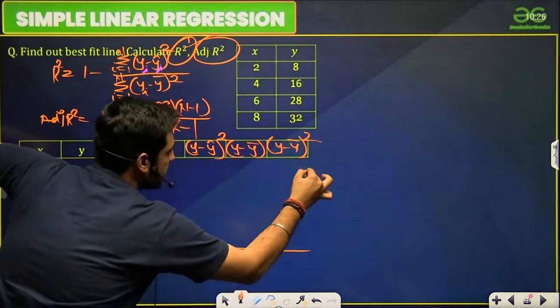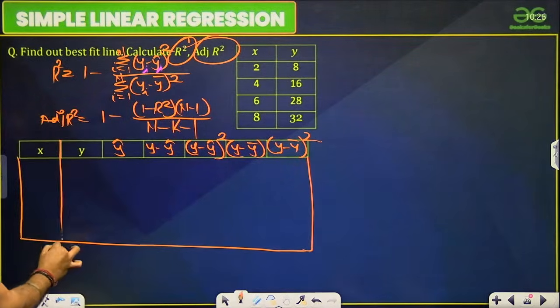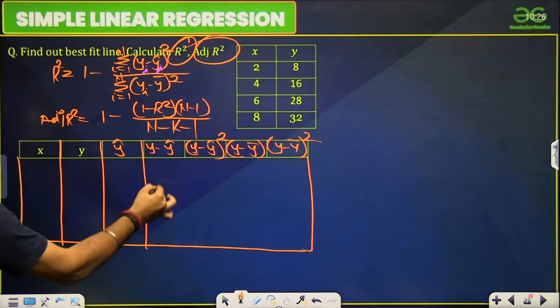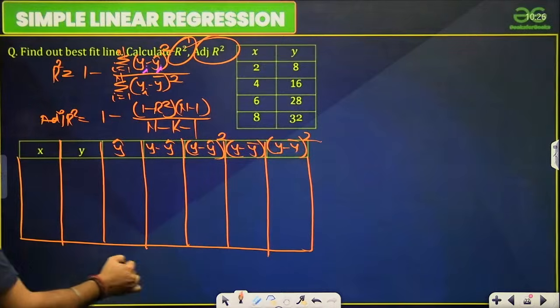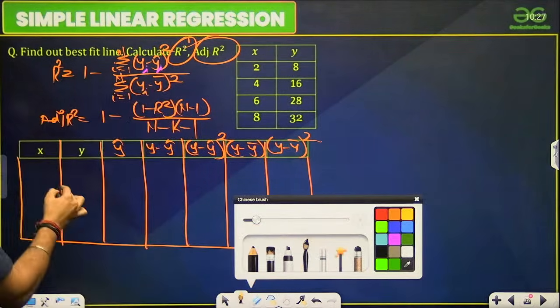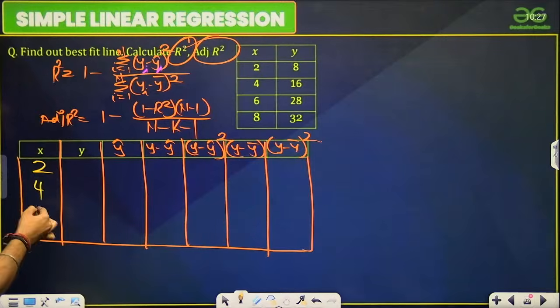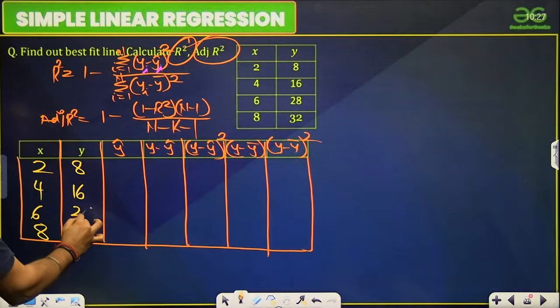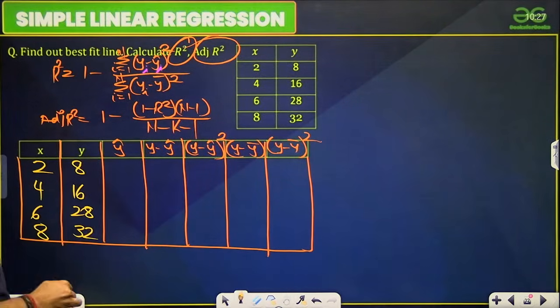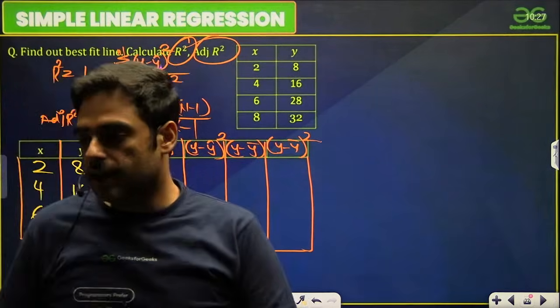Guys, I request everyone to please do this. Quickly show me once, do it fast and tell me the answer, so that I can confirm who is correct and who is wrong, right? We have these values: 8, 16, 28 and 32. Come on, do it quickly, tell me the answer without using ChatGPT.